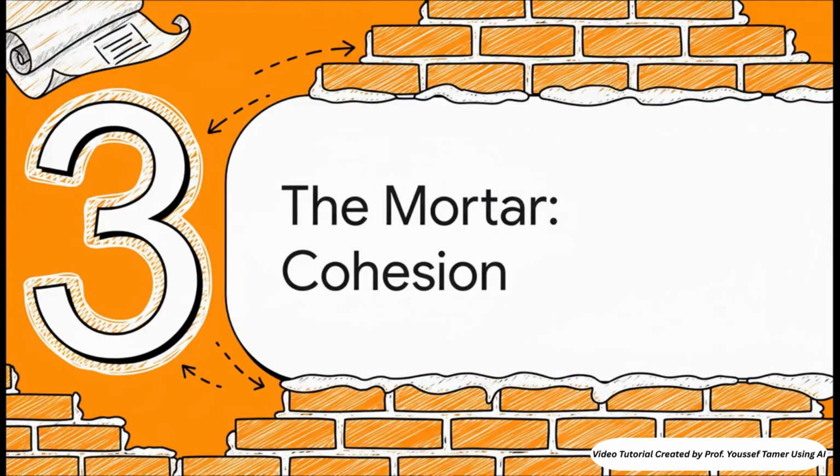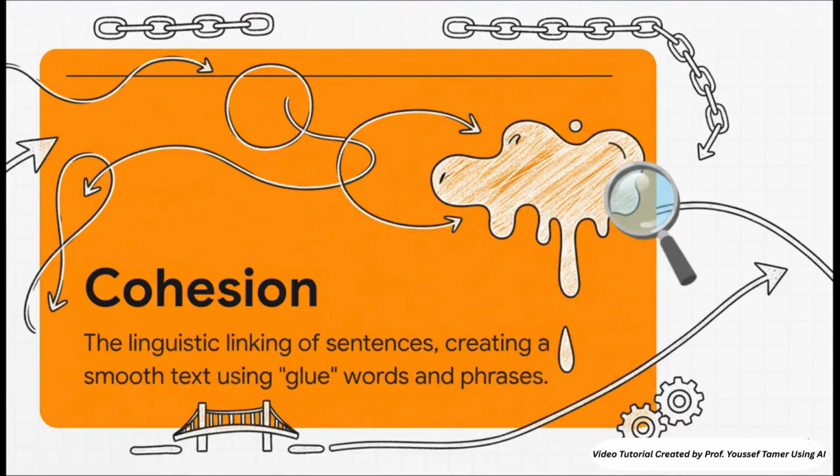So, we have our foundation, that's unity. We have our blueprint, that's coherence. Now we need the mortar that holds all the individual bricks, our sentences, tightly together, and this is called cohesion. Cohesion is literally the linguistic glue of your writing. It's all about the specific words and phrases you use to explicitly connect one sentence to the next. This is what makes your writing feel smooth and seamless instead of choppy and disconnected.